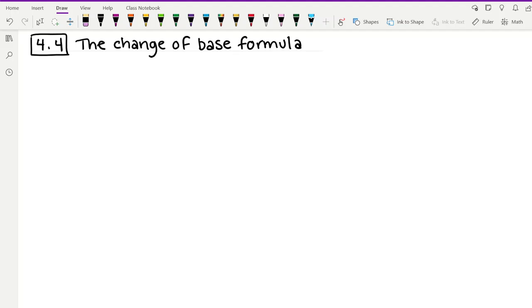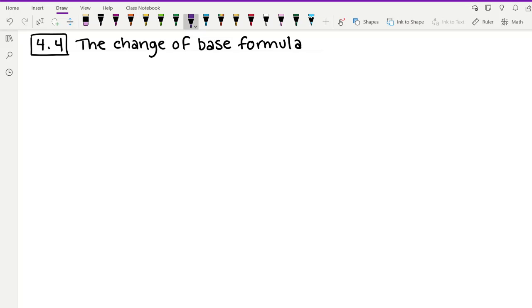Everyone. So in this video, we're going to be learning a formula that will allow us to take a logarithm with any base and translate it to express it in terms of logarithms with any other base. The advantage of this is that we'll be able to take logarithms that we cannot evaluate by hand and translate them into a type of logarithm that a calculator can handle. So you'll see more about what I mean by that a little bit later.